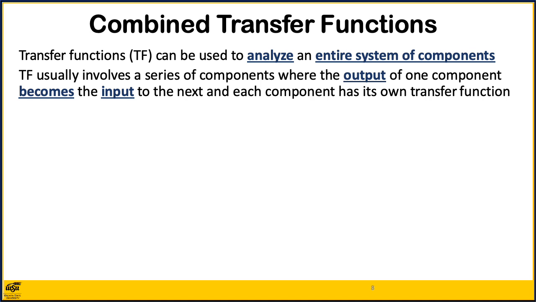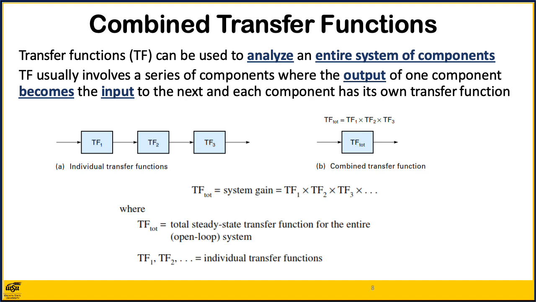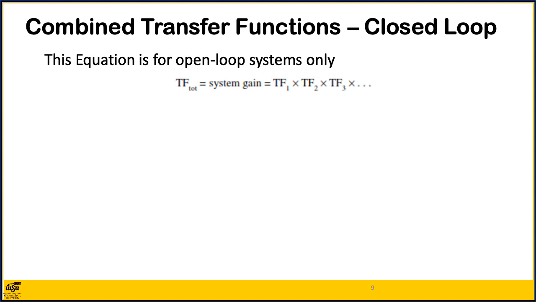As mentioned previously, transfer functions can be used to analyze an entire system of components. One common situation involves a series of components where the output of one component becomes the input to the next, and each component has its own transfer function. Diagram A shows the block diagram for this situation. This diagram can be reduced to a single block, diagram B, which is the product of all the individual transfer functions. Mathematically, it can be shown as follows, where such subscripts have the values as shown. This equation is for open loop systems only.